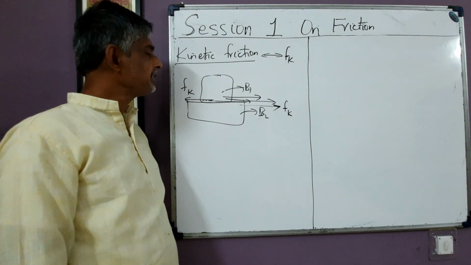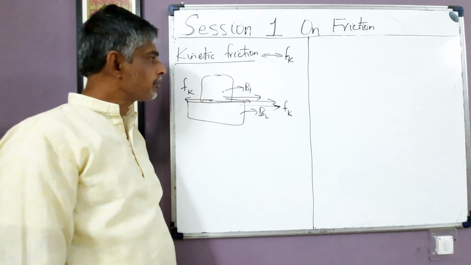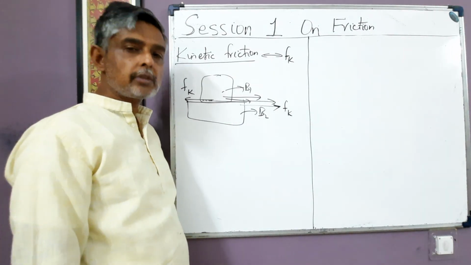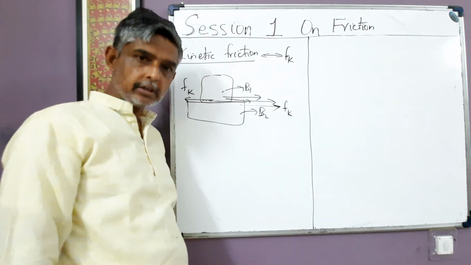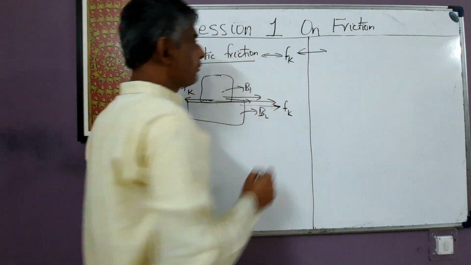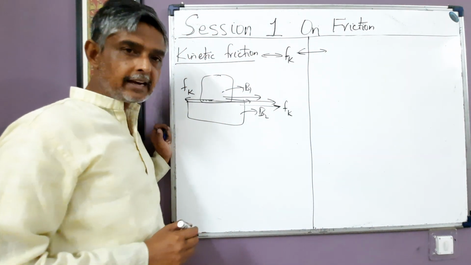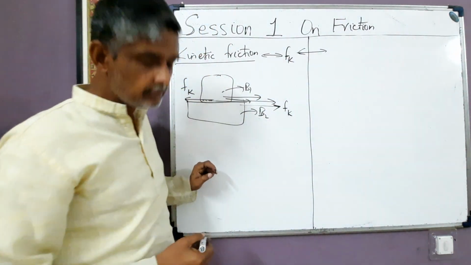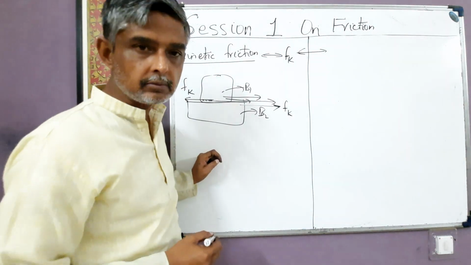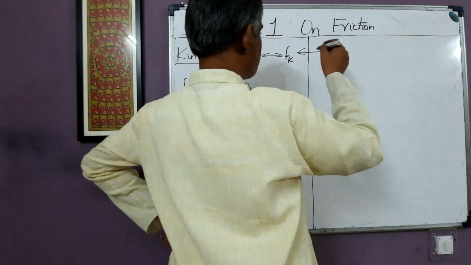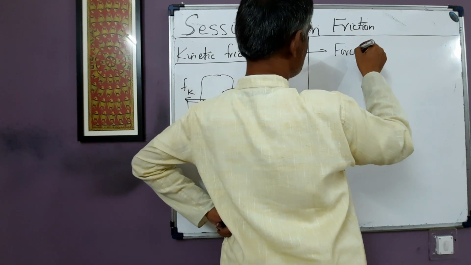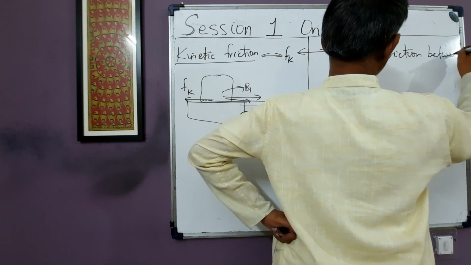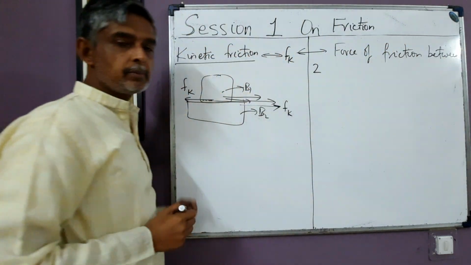So how do you define kinetic friction? It is the force of friction between two solid bodies B1 and B2 in mutual contact, with relative slip taking place at the contact points. This is called kinetic friction, or sliding friction, or dynamic friction. Various names. So Fk is the force of friction between two solid bodies B1 and B2.